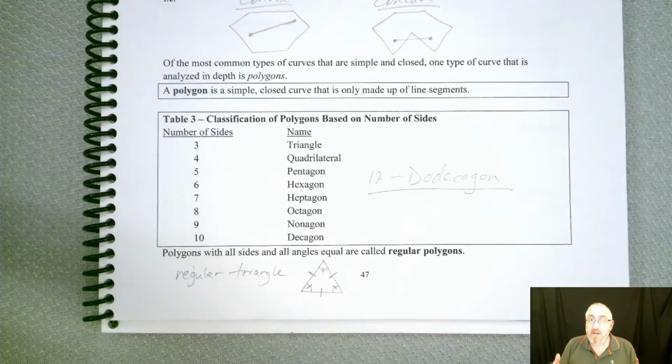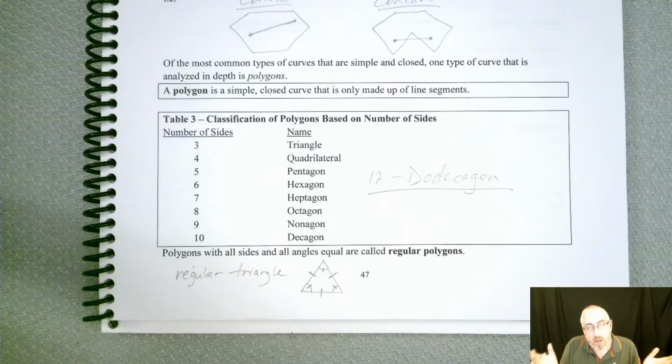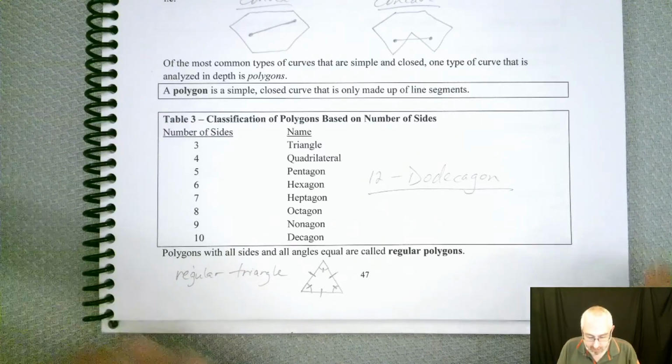Now, how they would say that they're truly different is they would add more dashes. So one side might have 2 dashes, one side might have 3 dashes, and that's different than one that has only 1 dash in it. So that's kind of the way they do that.